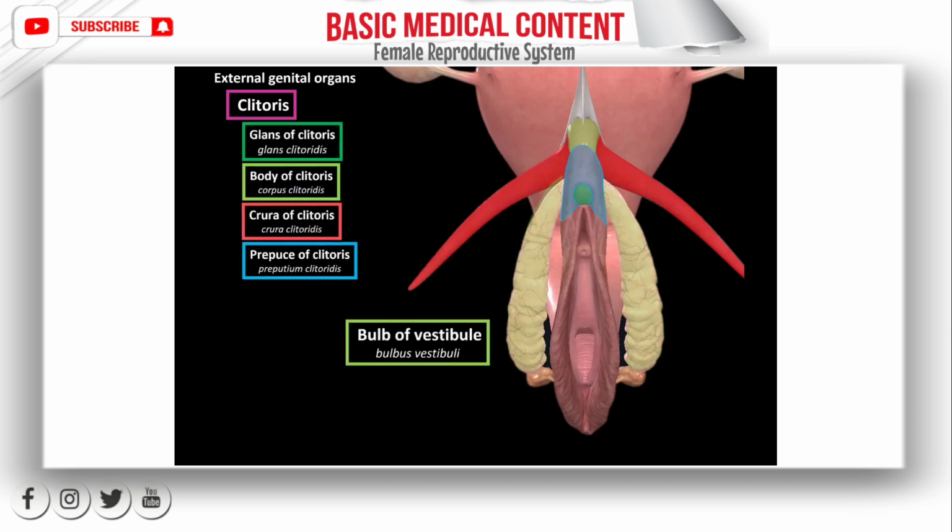Then we have something called the bulb of the vestibule. This is a type of erectile tissue closely related to the clitoris. The vestibular bulbs are two bulbs of erectile tissue that start close to the inferior side of the body of the clitoris, and then extend towards the urethra and the vagina on the medial side of the clitoral crus. It is formed by a plexus of venous blood vessels covered by a capsule.